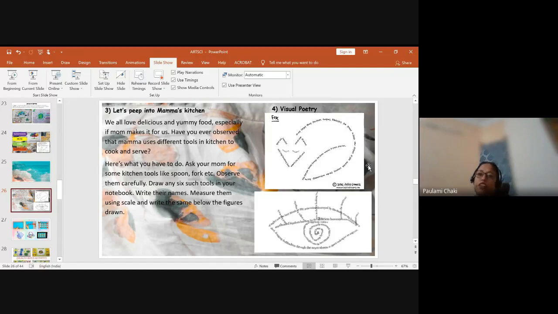Now, visual poetry. This I have done in grade 4. With plants only, I remember, where I have told them to write a poem on leaves. And then they have to write the poem in the form of a different picture. So this is called visual poetry. I remember one child has made a beautiful picture of a crane using that poetry.